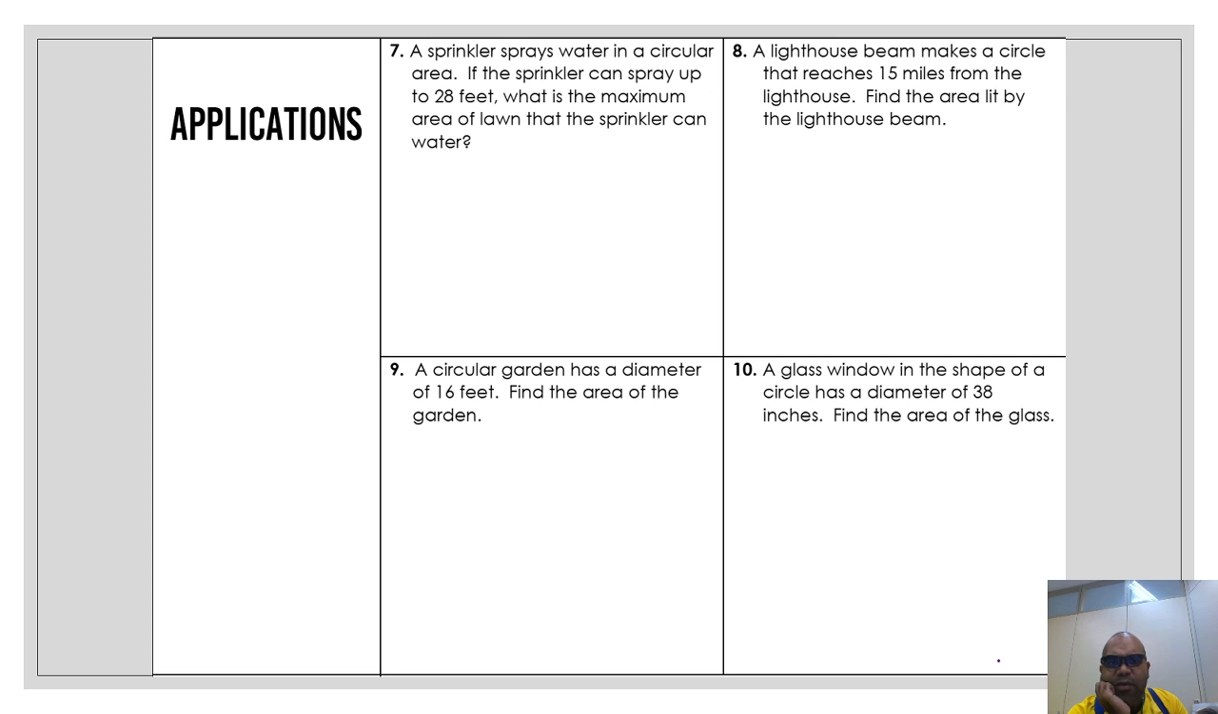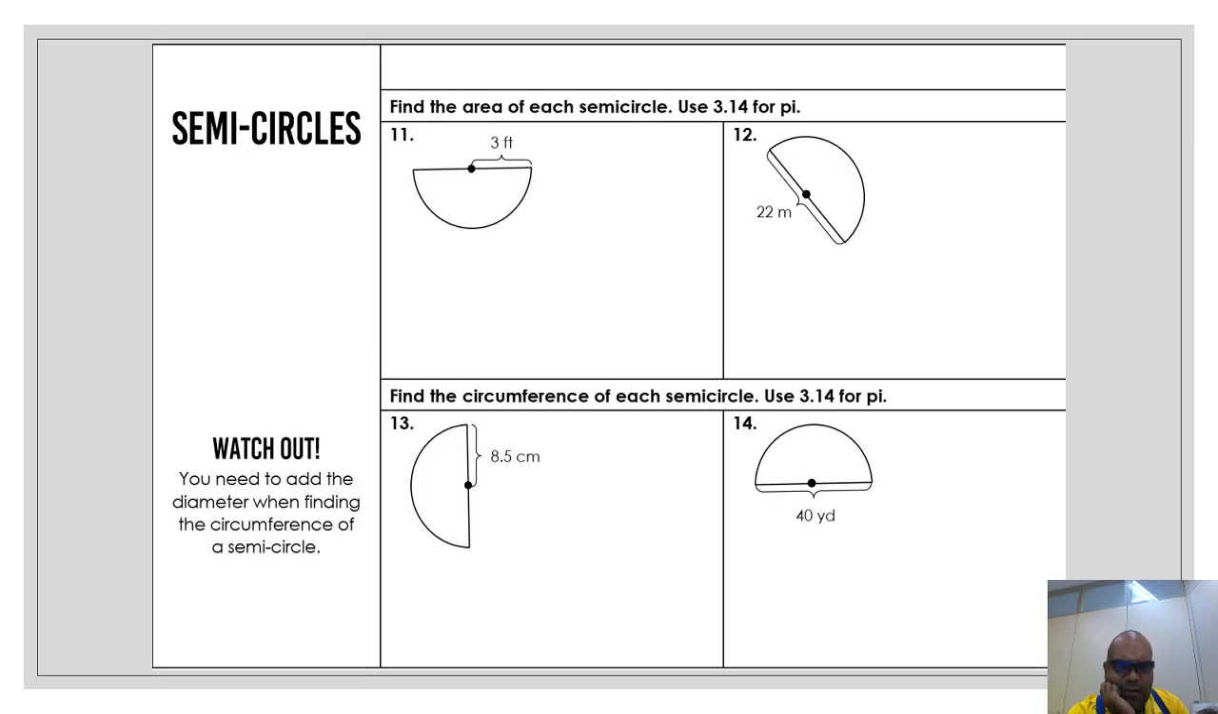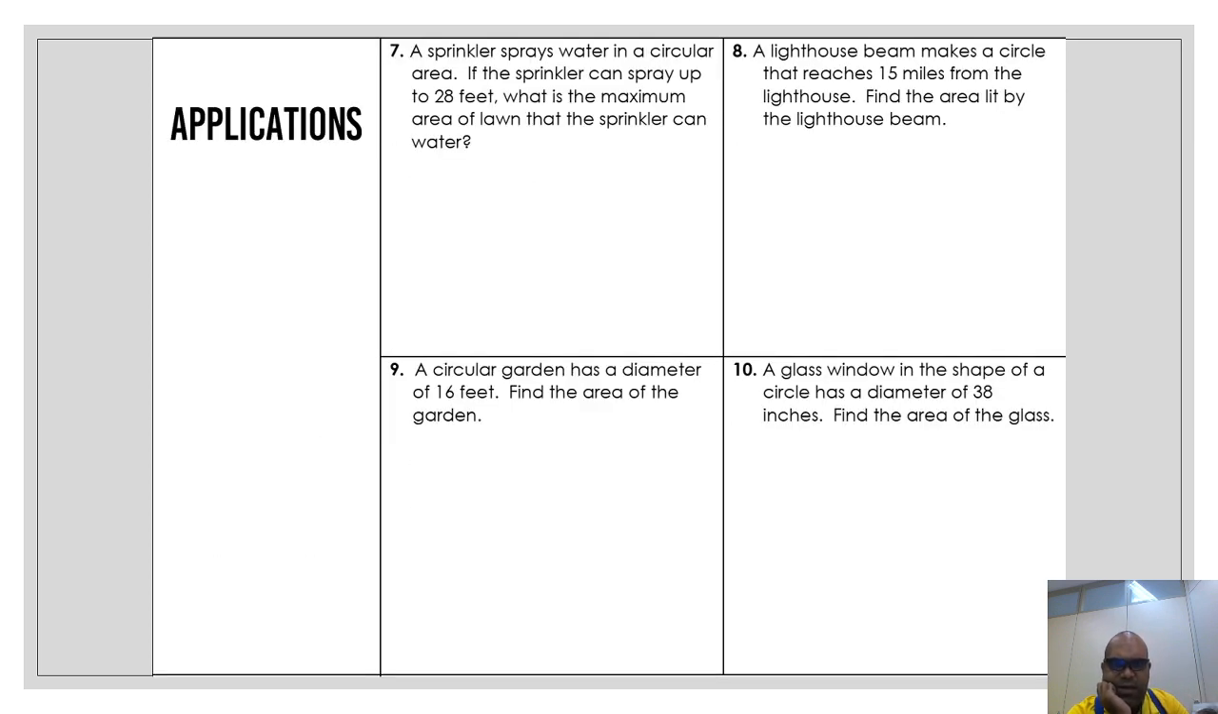And just for you to remember, I have some application here. It is so easy, the application, guys. We can do it over here. Like number 8. A lighthouse beam makes a circle that reaches 15 miles from the lighthouse. Find the area lit by the lighthouse beam. Great. It's a big circle.